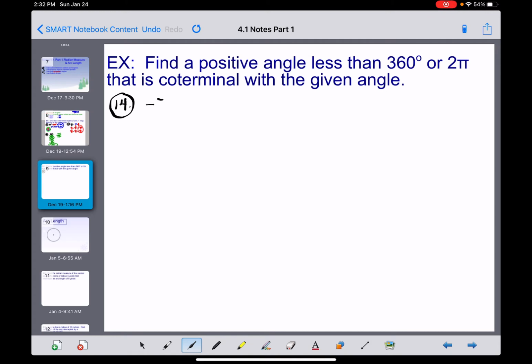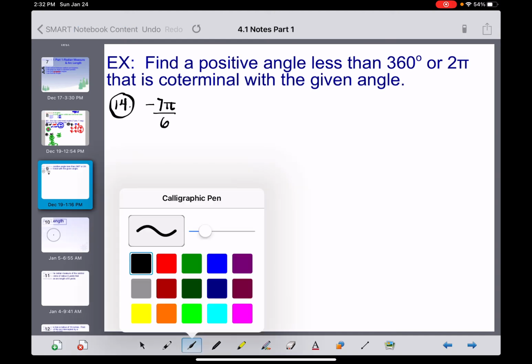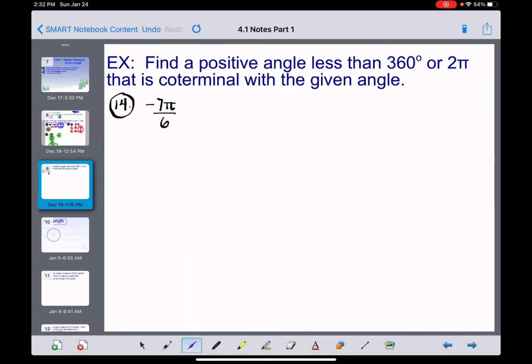So we're going to start with negative 7 pi over 6. Again, these radian measures are going to become more familiar to you over the next few weeks. So negative 7 pi over 6, I need a positive angle less than 360 degrees. Well, first off, this is negative. So the only way to get out of the negatives is to keep adding numbers. Think about if you have a bank account that's negative, you got to put money in it. So we're going to keep adding, and we're going to add revolutions. So in this case, we're going to add 2 pi because we're in radians.